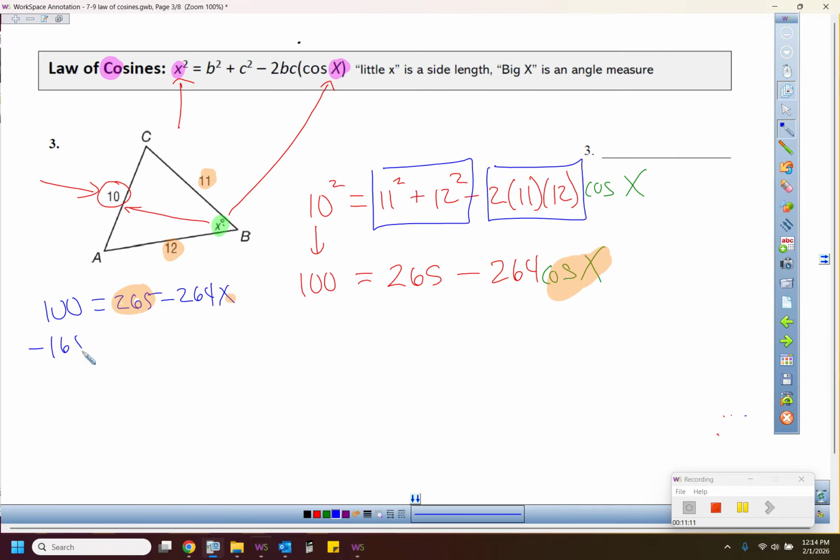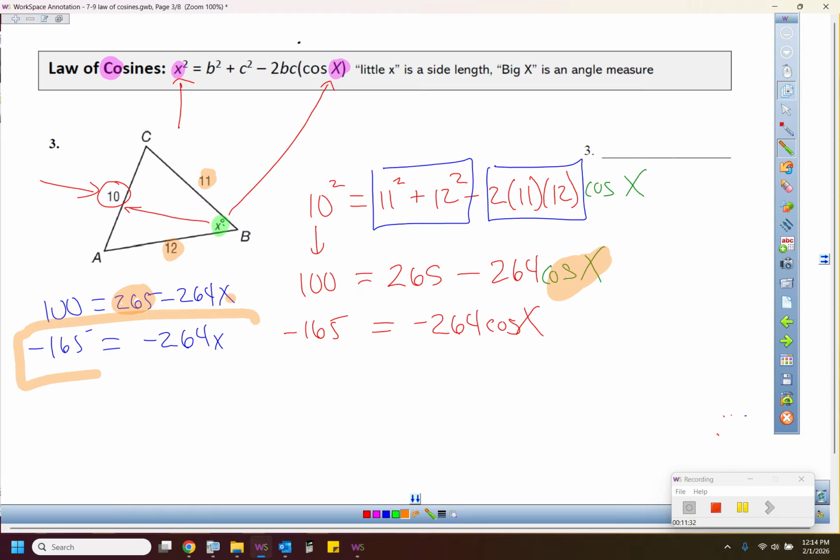So, like, look at this. This would be like the negative 165 equals negative 264x. Same thing here. It's going to be negative 165 equals negative 264 cosines of x. Like, check that out. You see the only difference? I just subtracted 265 over from both sides. So let's go back to our comfort zone of this blue one right here.